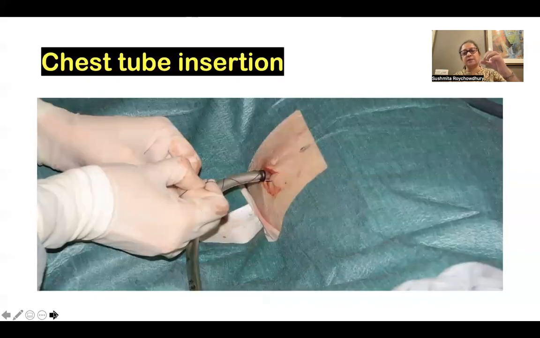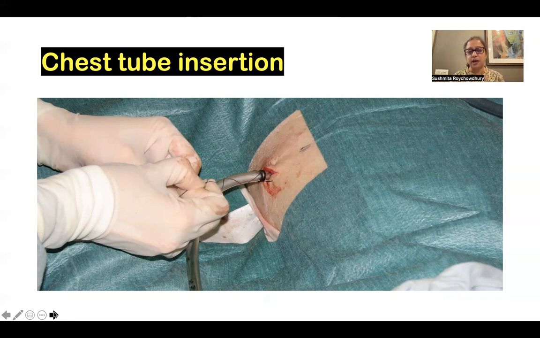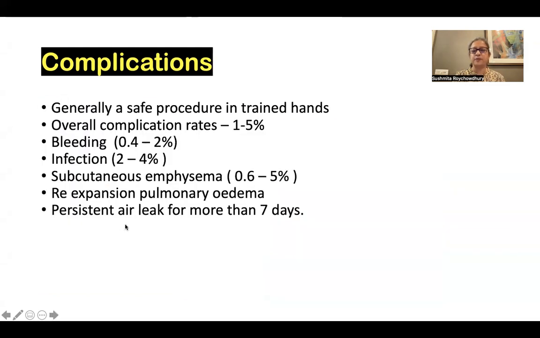After examination, from the abnormal areas you take at least 5 to 7 good chunks of biopsy, and then put in a large size chest drain to drain out the rest of the fluid and let the lung come up, and suture it and come out just as you would do in an intercostal chest drain. It's a very safe procedure in trained hands, and overall complication rates are only to the tune of 1 to 5%, of which bleeding, infection, and subcutaneous emphysema are the commonest.